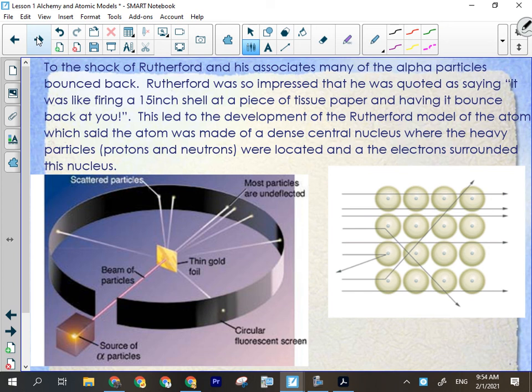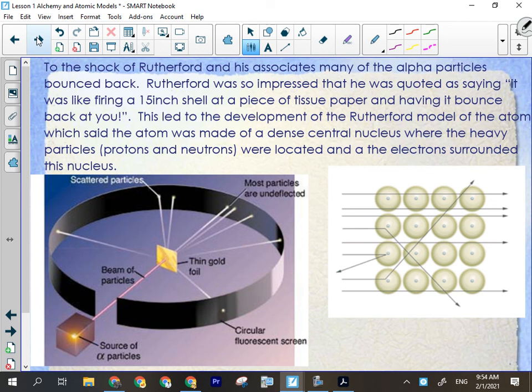They would hit it and bounce back. I mean, you're shooting little particles at a solid object, right? You should hit them and it should bounce back. But remember, this gold foil is only a few atoms thick. And if Rutherford is right, and the nucleus of an atom is really small, there's space between them. Alpha particles are really, really small. They'd be able to fit through the spaces between the atoms if atoms have a really, really small nucleus.